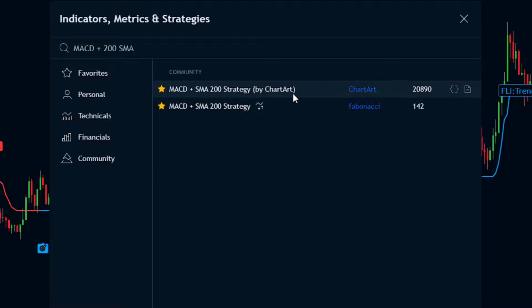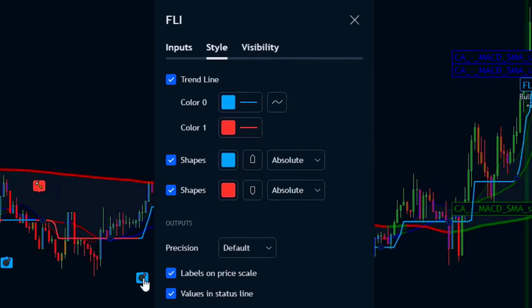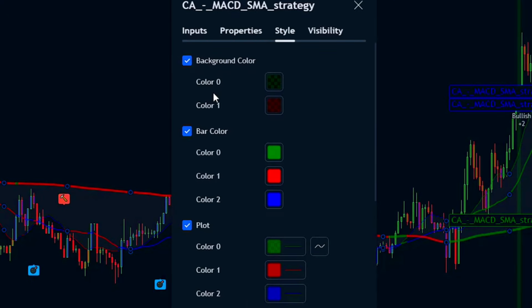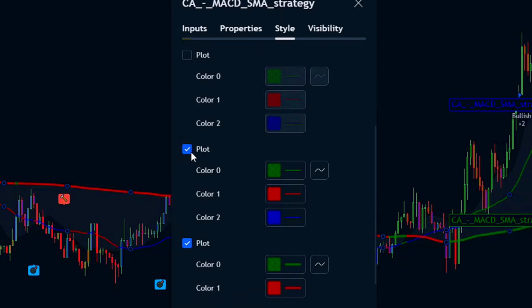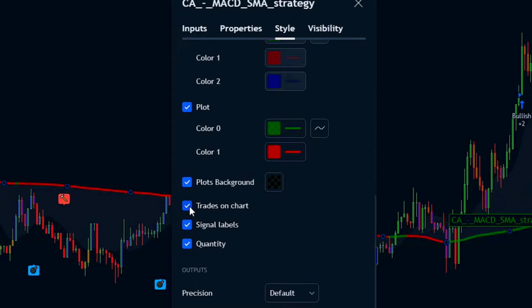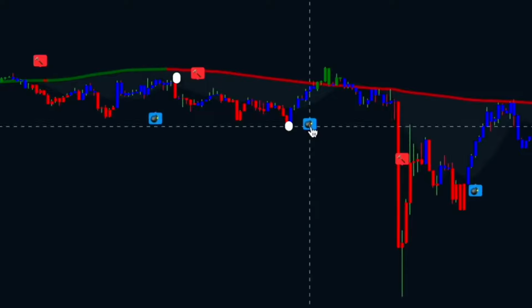Now, let's make some slight adjustments to these indicators. Open the settings of the follow line indicator and disable the trend line. Next, open the settings of the MACD plus SMA and uncheck some options in the style as well. Let's go over the indicator overview.